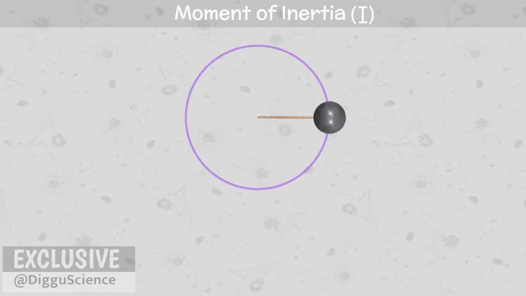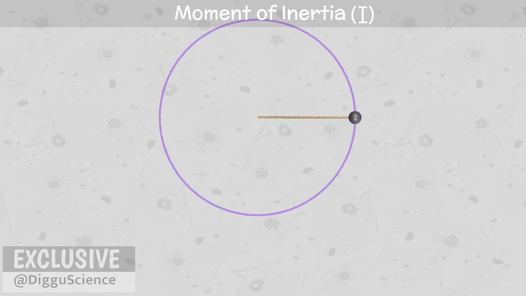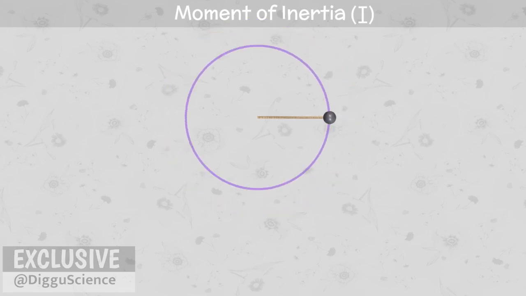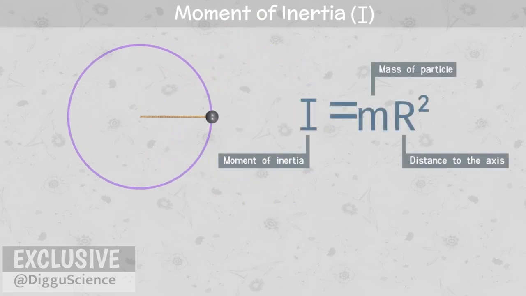The moment of inertia is proportional to the mass of the object. The moment of inertia is proportional to the radius of the object relative to the axis. Mathematically, the moment of inertia can be calculated through the equation I equals mr squared. This equation is valid for point particles, an object that has mass but no size.